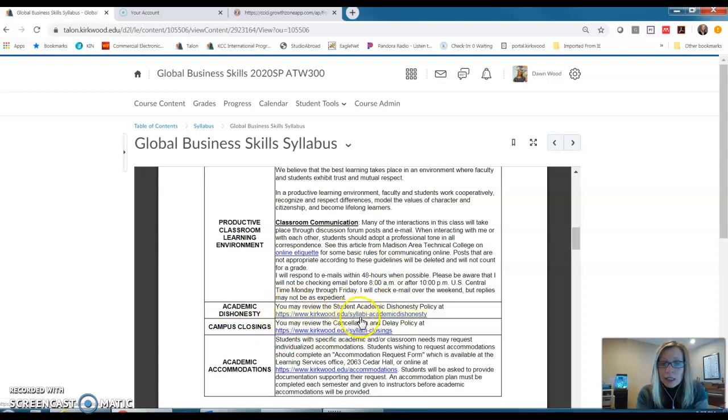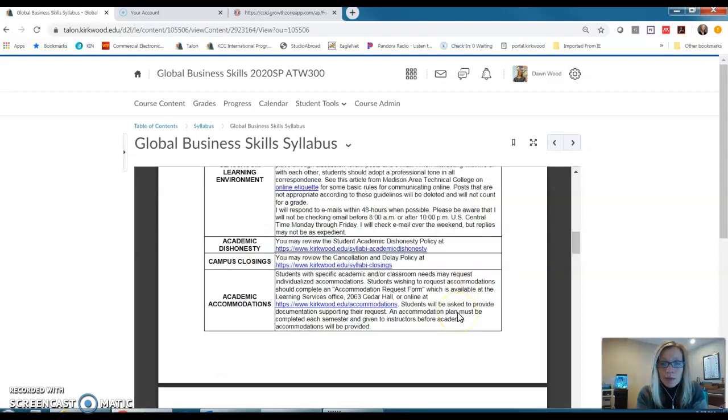Academic dishonesty, that involves plagiarism. Copying others' work is not allowed. Do not cut and paste from websites, okay? That is plagiarism. If you're going to cut and paste, you need to cite that as a direct quote and put the resource there or the reference into your posting, okay? No cutting and pasting from websites, from other articles or other people's assignments. It has to be your own work, so you can review that policy there.